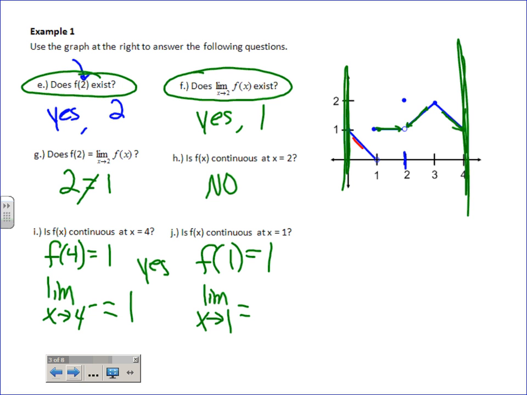Well, this one goes to 0. That one goes to... So what are you supposed to answer then? Yeah, it doesn't matter. Are those the same? No. So is it continuous there? No. Let's say, can you look at that graph and tell it's not continuous? Yeah, but I'm making you do the definition here. Okay.